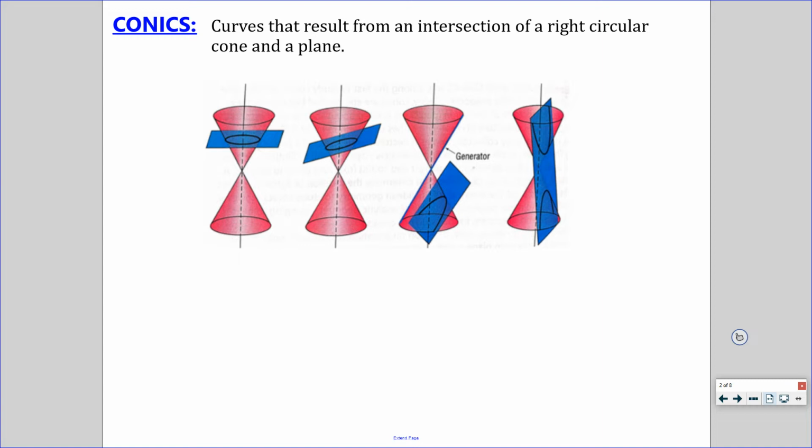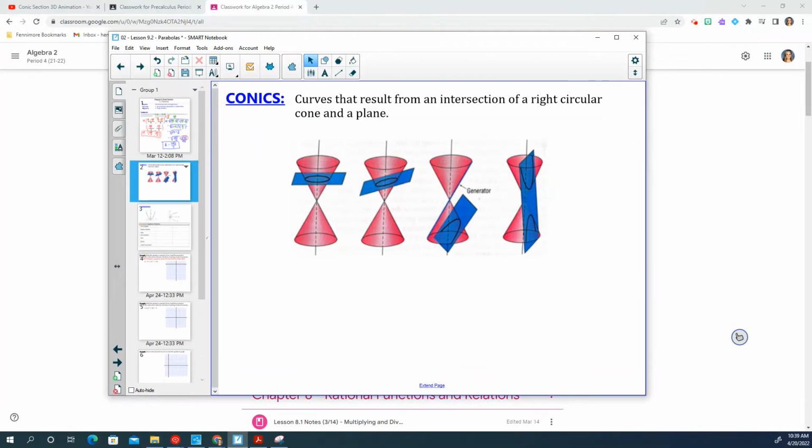Conics are basically curves that are created from an intersection of 2 things: a right circular cone, which you can see in red here, and a plane. If I intersect the plane at different angles with this right circular cone, it can form these 4 different shapes. We'll go through and talk about them, but today we're just looking at the one you're most familiar with, parabolas, because we did parabolas all in chapter 4, but we're going to look at them in a different way. So first, here's a little YouTube animation.